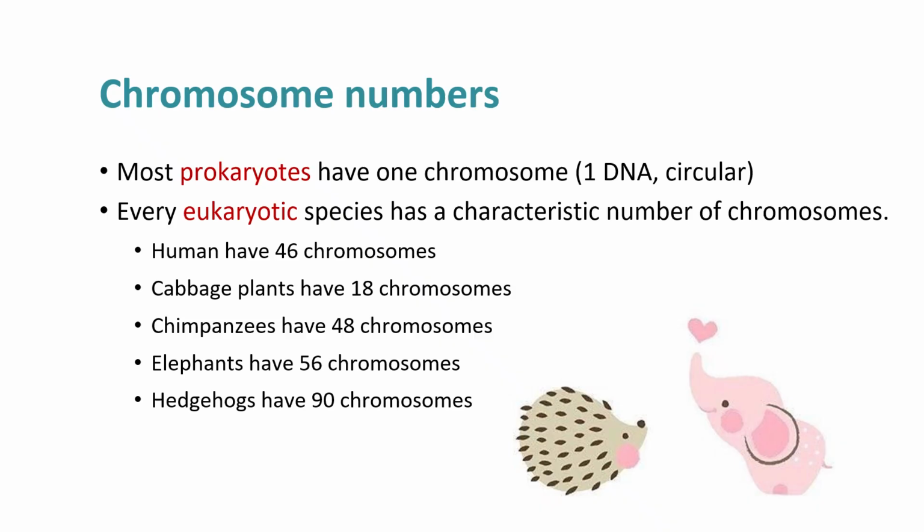So chromosome numbers vary widely among different species. For prokaryotes, most of them only carry one chromosome in their cell, meaning that they only have one DNA molecule, and it's usually in a circular form. For eukaryotes, each species has its characteristic number of chromosomes. For example, humans have 46 chromosomes, cabbage have 18, chimps 48, elephants 56, and hedgehogs have 90.